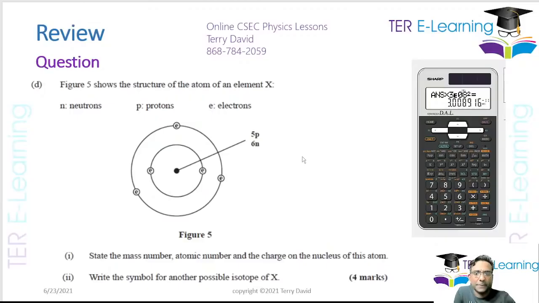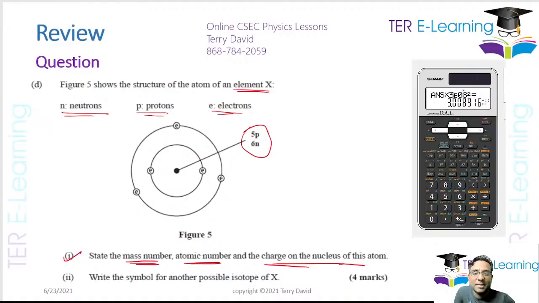Let me do this one first here. In this figure, we have a structure of an atom of element X. They've drawn an atom for us. They told us the neutrons, protons, and electrons are represented by different symbols, and they are telling us how many we have inside the nucleus. In part 1, they said state the mass number and atomic number. So they want several things: the mass number, the atomic number, and the charge on the nucleus.